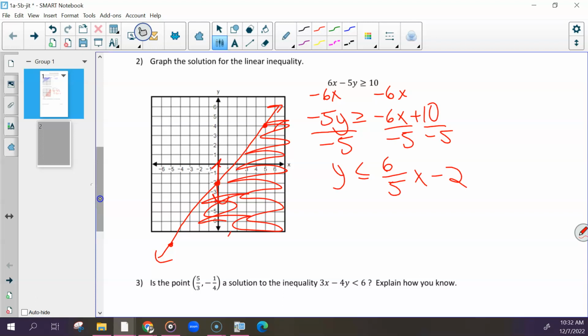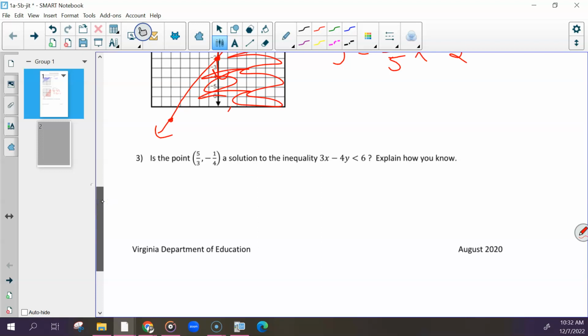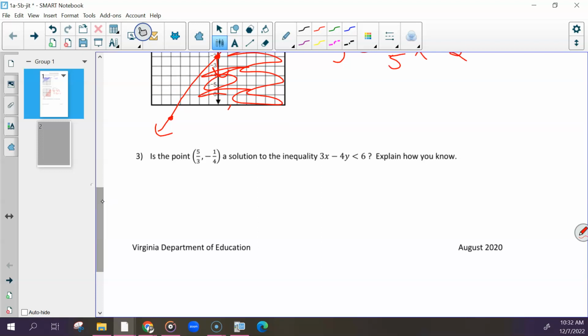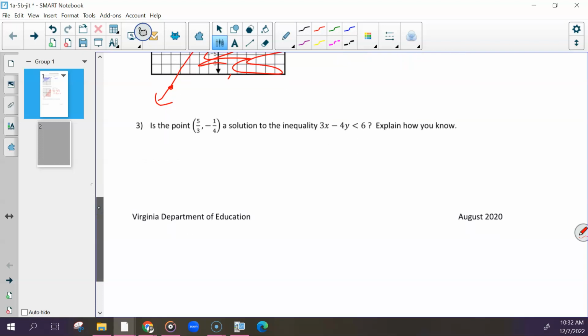The very last one. Last class we did this a couple times, that if you have a solution point that maybe you're not sure is it a solution, is it not, does it fall on the line, does it not, you can put it back in and solve and see, does it make a true or false statement? If true, it's a solution. If false, it's not. So this would be 3 times 5 over 3 minus 4 times negative 1/4 is less than 6.